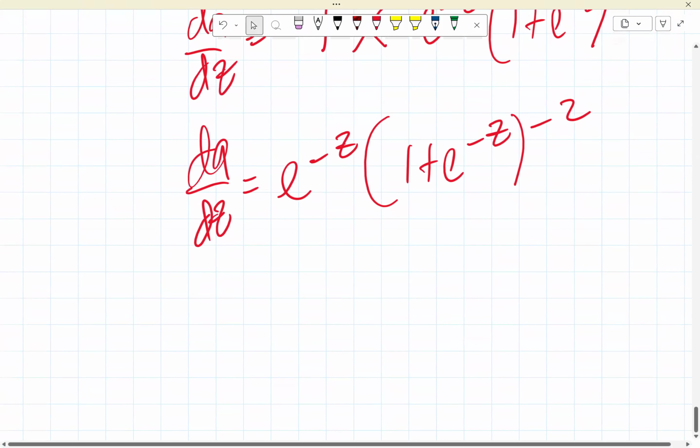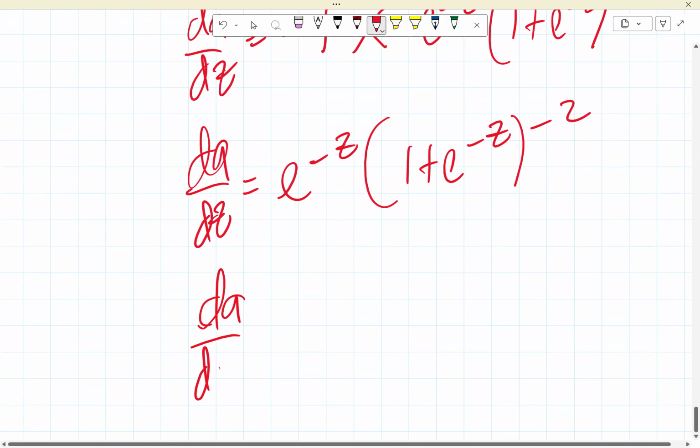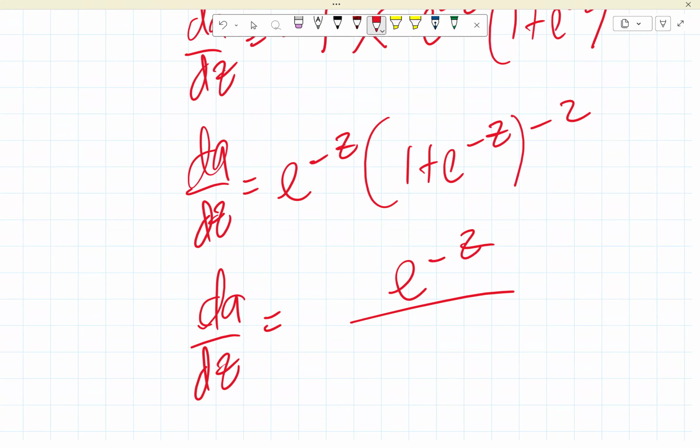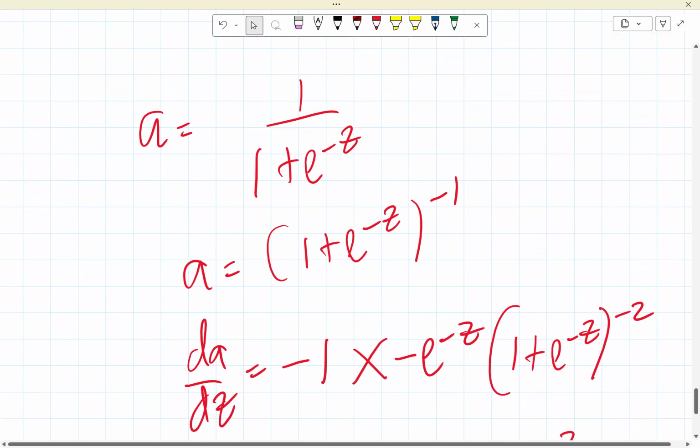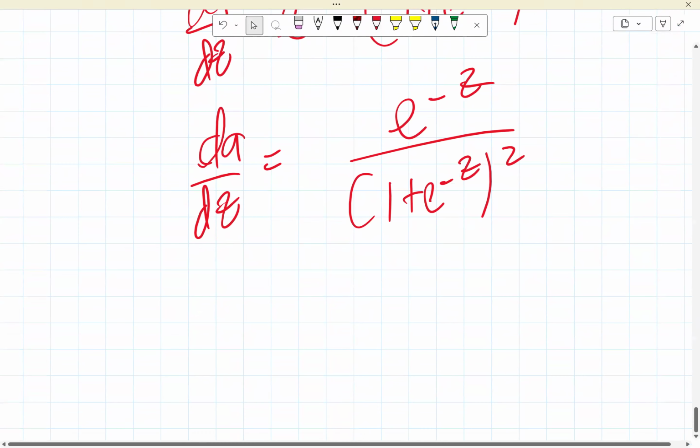So that is dz equals e raised to minus z all over 1 plus e raised to minus z, raised to power 2. Now, how can we split this up? We already know A is 1 over 1 plus e raised to minus z.